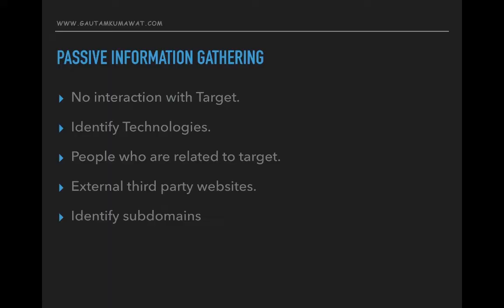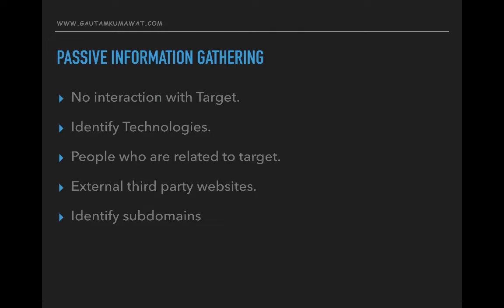So what is passive information gathering? In passive information gathering, we will not do any type of interaction with our target. We are just going to spy on our target without coming into their eyes. So we are going to identify the technology they are using, the tools they are using, or the people who are related to the target, the external third-party websites connected to their real website, and identify the subdomains of your target. So we are going to do different things to find out information about our target so we can use that information while exploiting the target.